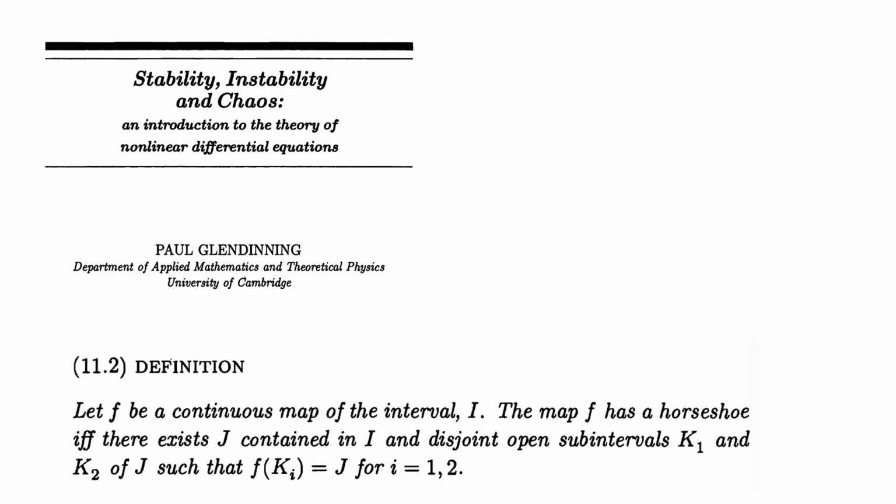Before going further, I want to mention that the definition of a horseshoe that you see in the notes can be found in the official reference, which is Paul Glendining's book, Stability, Instability, and Chaos. The definition is in chapter 11. I want to end this video with a point of interest, which is to show you how to prove the important theorem from our course that period 3 implies chaos, using this official definition of a horseshoe.